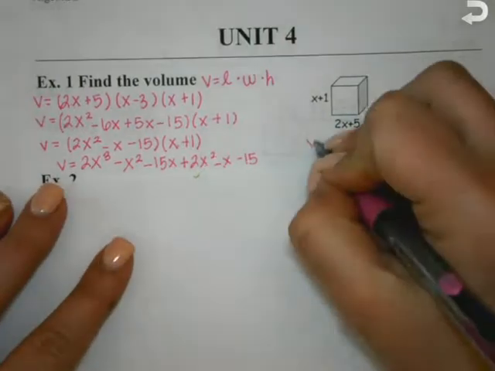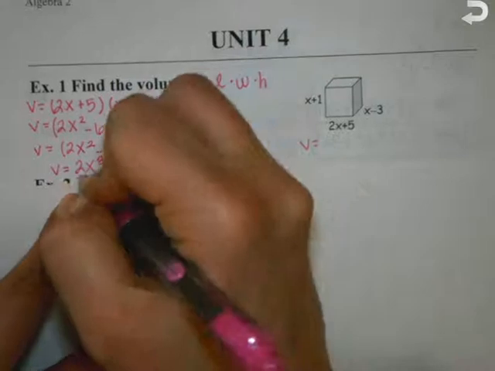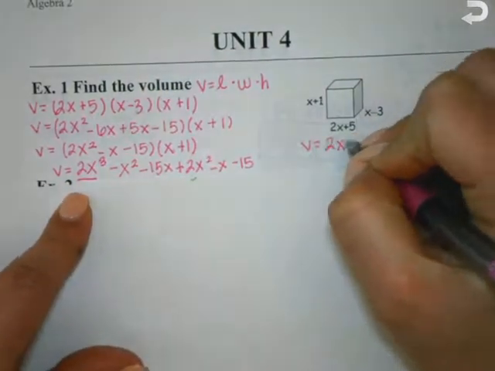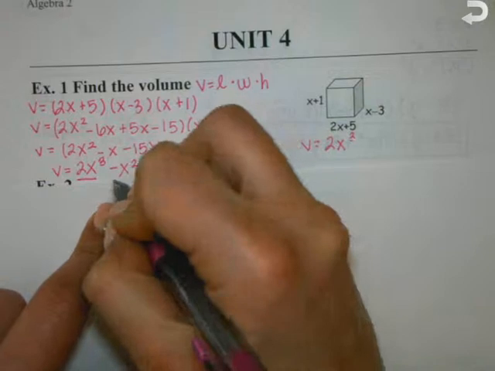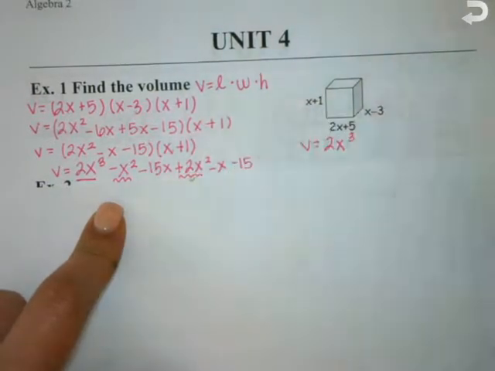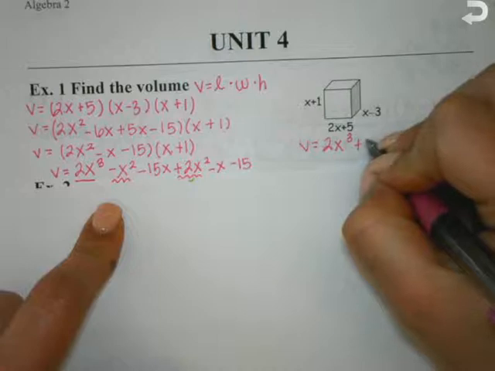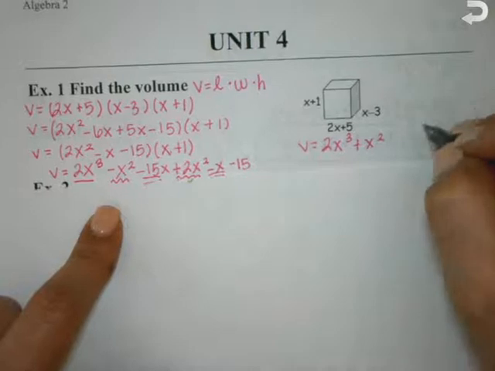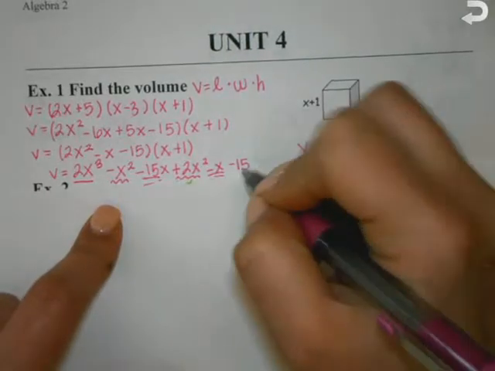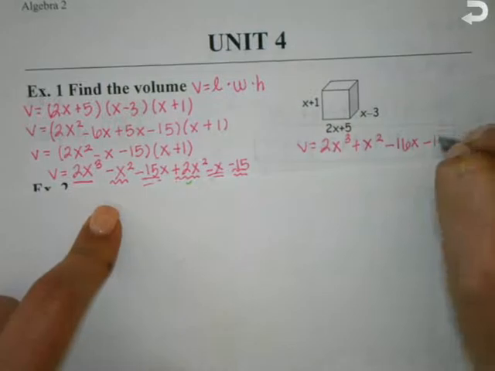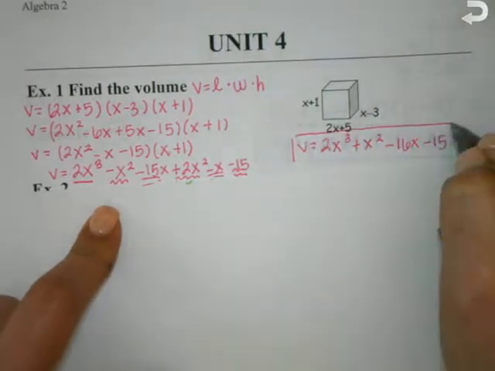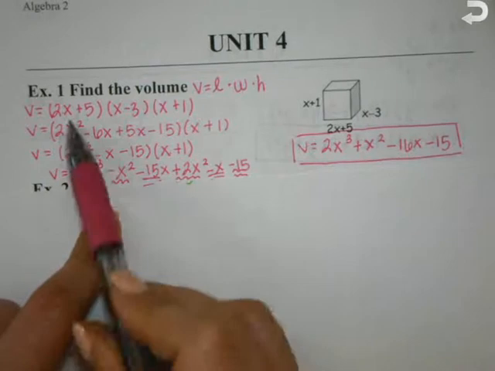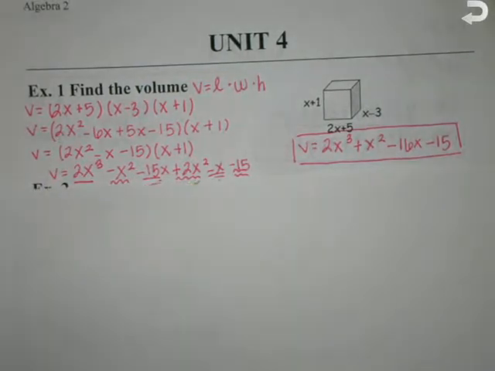Last step, we're going to combine like terms. We have 2x squared, nothing to combine with that. Or I'm sorry, 2x cubed. Negative x squared plus 2x squared. What's that going to give me, guys? X squared. Good. And negative 15x minus 1x is going to be minus 16x. Good. And then we have negative 15 all by itself. You cannot do anything else. If you were to factor this, you would undo everything we just did. Okay? It wanted the volume, which means we multiply it all together. Okay? Not too bad? No. Okay.